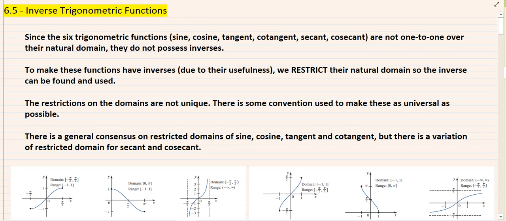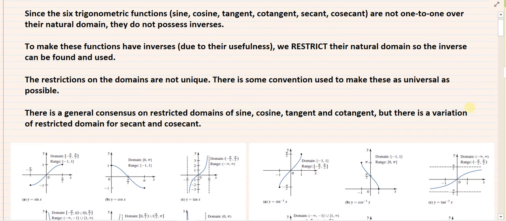So, we still like to be able to use these functions in order to establish a two-way communication between the input and the output. So, as a result, what we need to do is restrict the natural domain of these functions, so we can find the inverses.